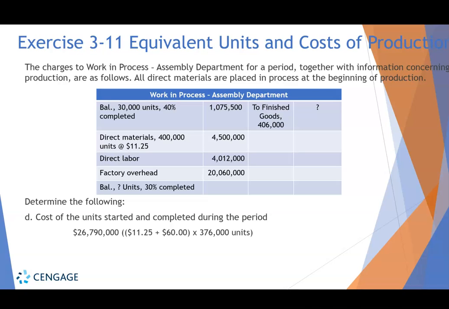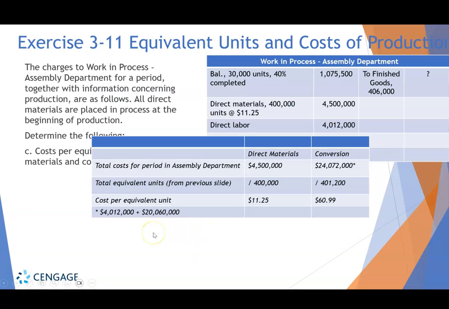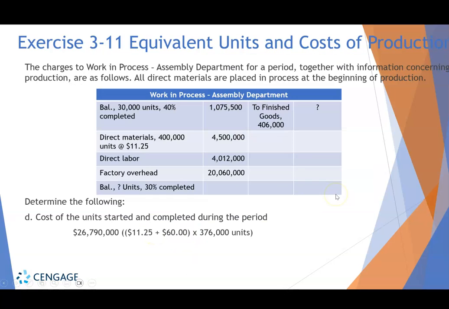Cost of the unit started and completed during the period. We would have the $11.25 materials plus the $60, should be $60.99 here. I think I did this wrong, guys. Sorry about that. Times the 376,000 units that were completed during the period would give us the $26,790,000. Okay? This should be $60.99 because that's the cost per equivalent unit of the conversion cost.